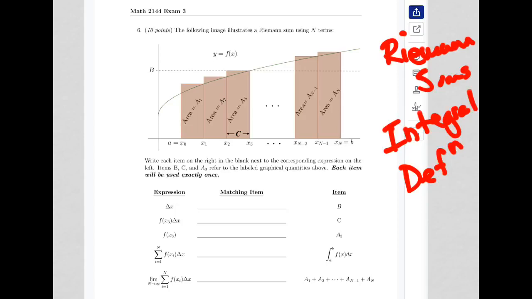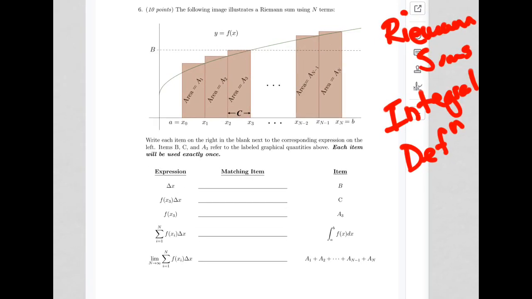So the following image illustrates a Riemann sum using n terms. Write each item on the right in the blank next to the corresponding expression on the left. Items B, C, and A3 refer to the labeled graphical identities above, and each item will be used exactly once. So this is from last semester's exam 3. So I thought this would be a good thing to go through.